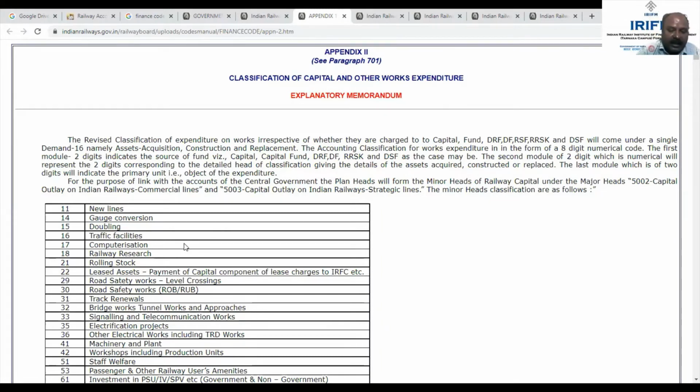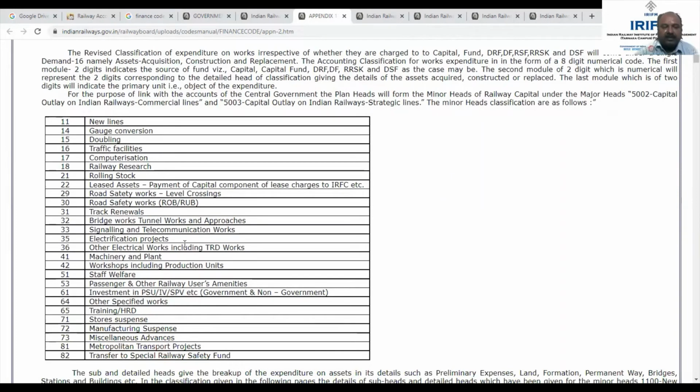31, very important, is track renewal. All track renewals come under 31. All bridge works, tunnel works or approaches are 32. S&T is a single plan head, that is 33. And 35 is railway electrification projects. And 36 is now other electrical works including TRD works, traction distribution works. Previously traction distribution works were under 37; now they are included in 36.